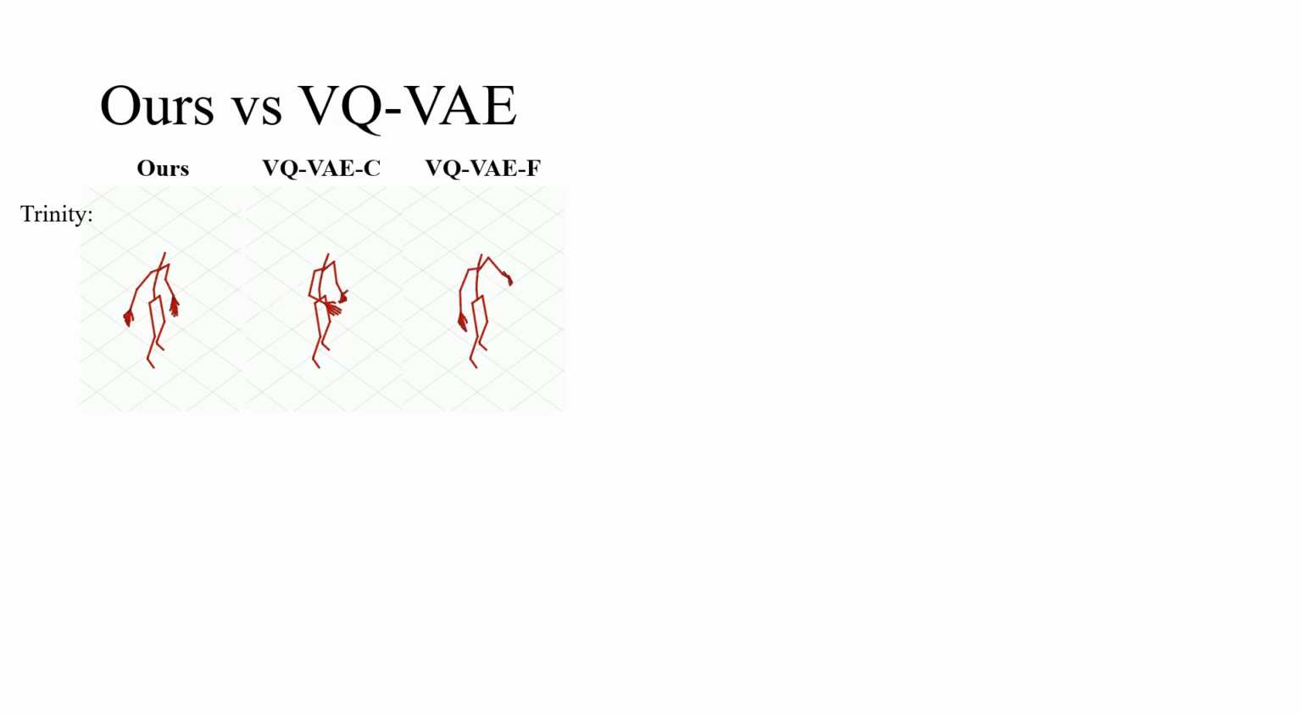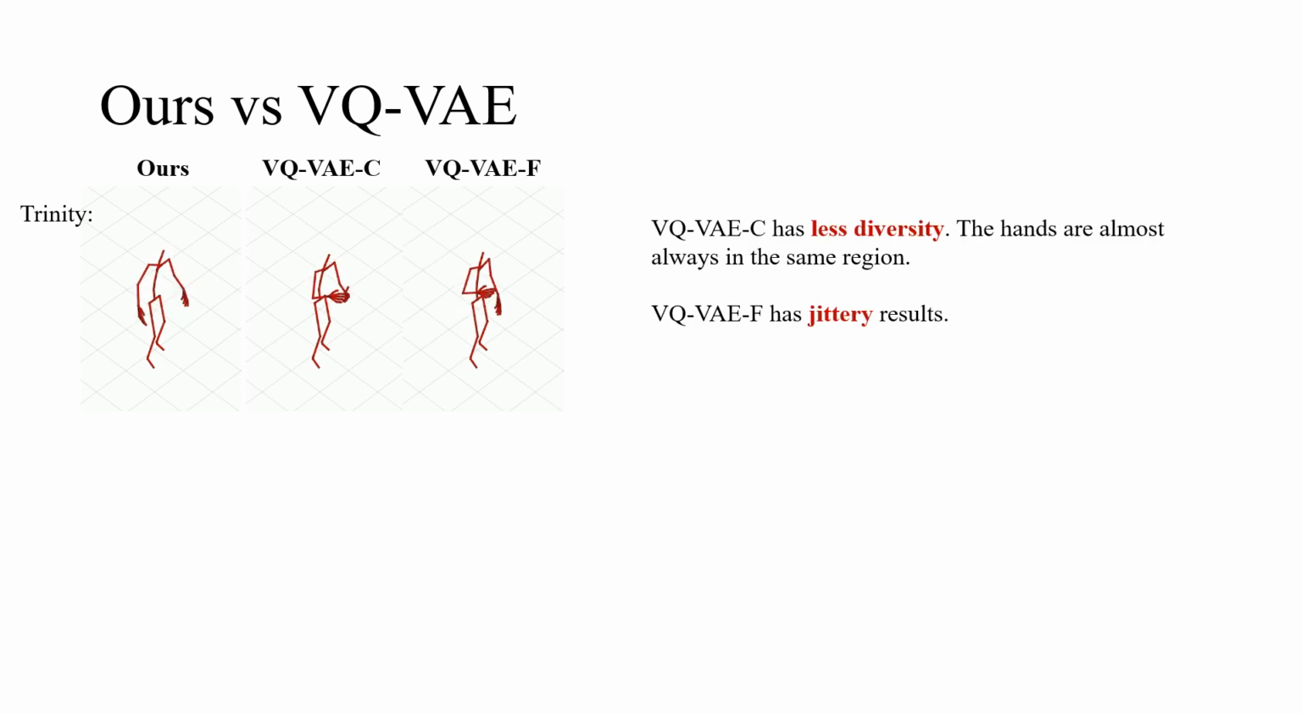We then compare our algorithm with both clip-level VQ-VAE and frame-level VQ-VAE. This is the result on the Trinity dataset. The clip-level VQ-VAE has less diversity. The hands are almost always around the waist of the person, while the frame-level VQ-VAE produces jittery results.